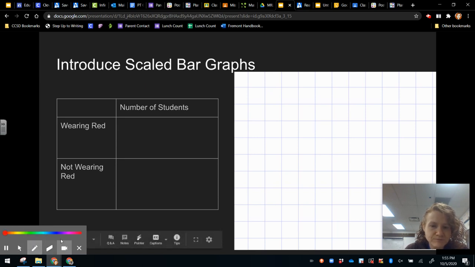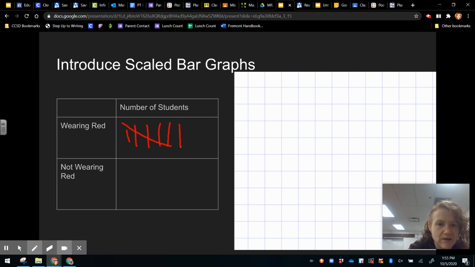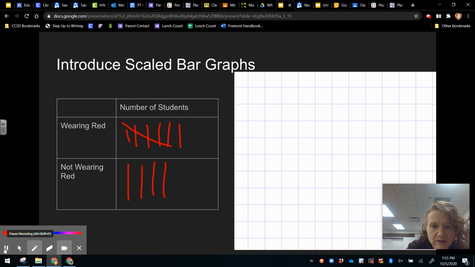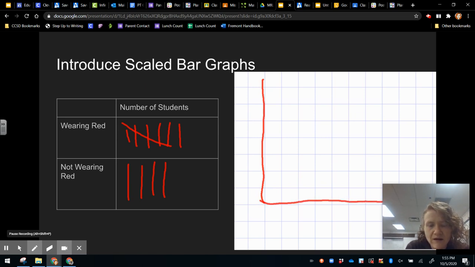So now if we think about some data in class, if we had seven students that were wearing red and four students who were not wearing red, how could we show this on a bar graph? We first would want to have a scale. We want to know what we're going to count by. We could count by ones. Counting by ones would be okay, but I want to do a scaled bar graph because scaled means it's going to count by more than one. So I'm going to go with 2 because this isn't very much data.